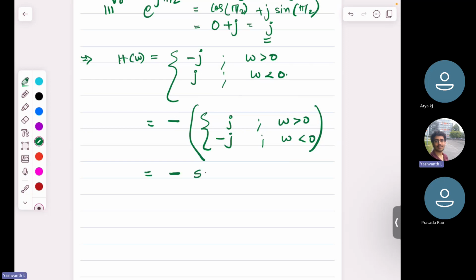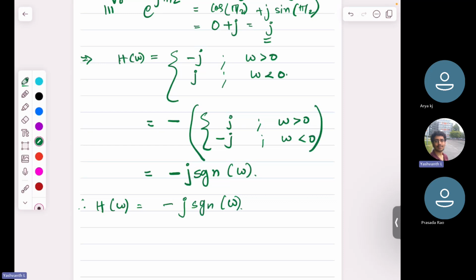Minus signum function of omega. Of course, minus j times signum function of omega. Is this clear? Minus j times signum function of omega. This is basically your given h of omega, therefore equal to minus j times signum function of omega. Now I have to find the inverse Fourier transform of h of omega.